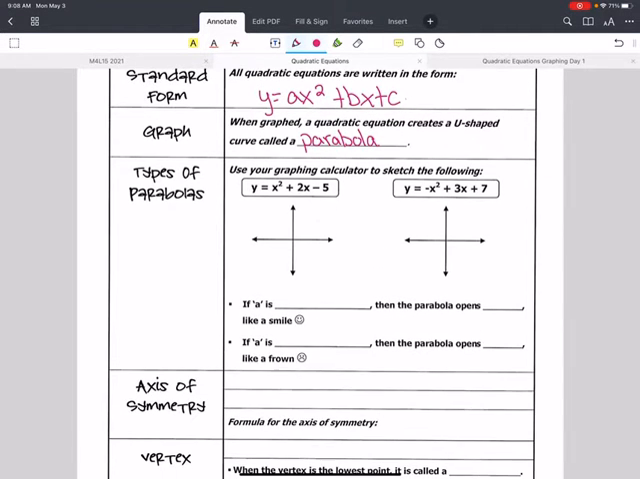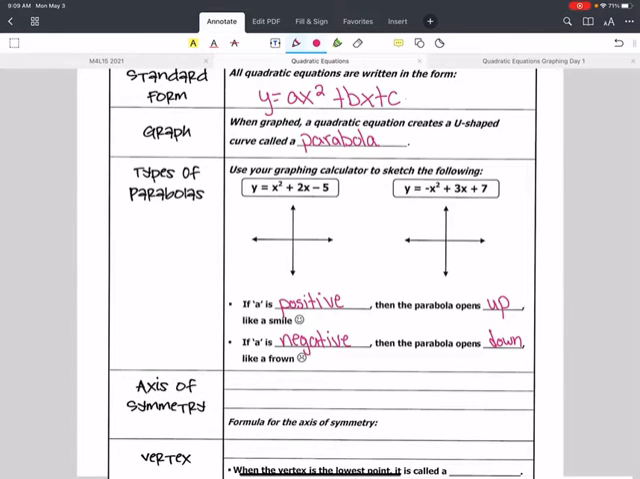There are two main types of parabolas. If a is positive, then the parabola opens up like a smiley face. If a is negative, the parabola opens down like a frowny face.